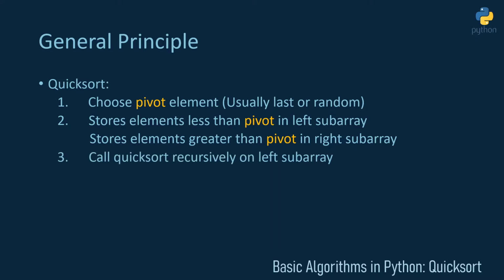And then you have two subarrays which are smaller than the original one, and you can call Quicksort on them recursively. So you call Quicksort on the left subarray, and you call Quicksort on the right subarray. This recursion will go on until the array size is 1, and when the array size of a subarray is 1, it is already sorted, and Quicksort needs to do nothing but to return this one element.